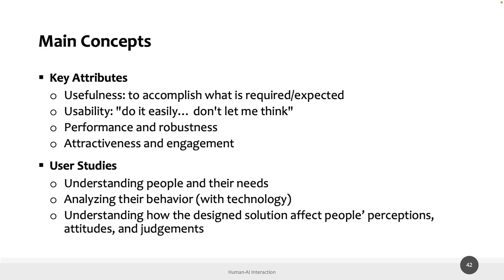So on the used part, we cannot really do something particular. We can work for sure on the usefulness and usability, hoping that both will bring to a wider use of the system, of the things that we are developing. We cannot control how people use, whether people use or not something. But for sure, we can instead focus on the usefulness. So to accomplish something that is required, expected, that answers a specific need of the people, and usability, that here is summarized: do it easily, don't let me think.